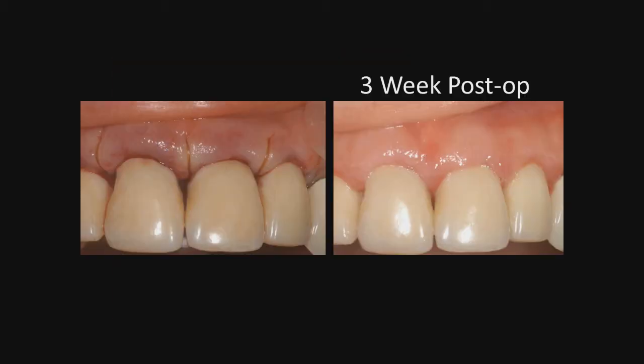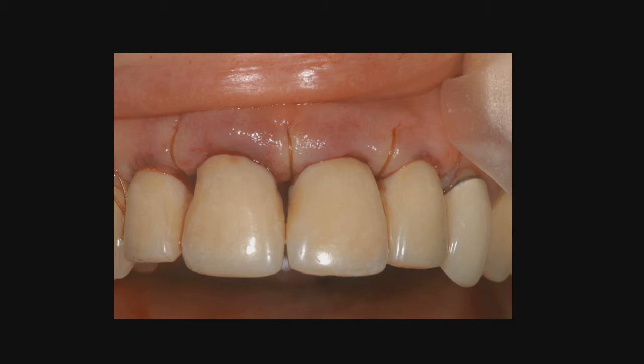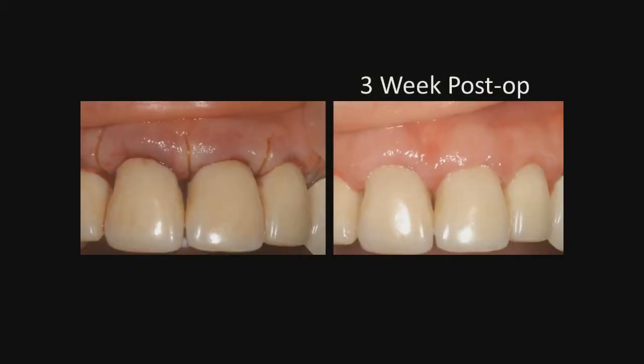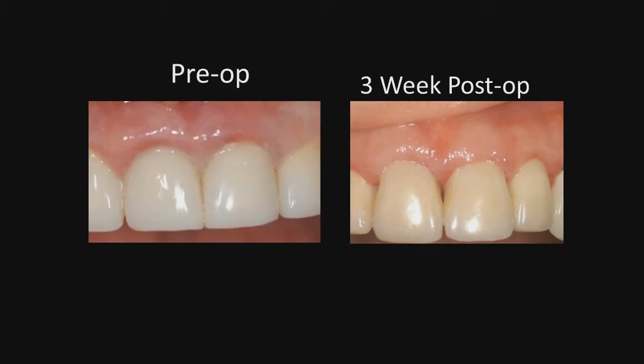Here it is sutured, and here it is 3 weeks post-op healing, and you can see how nicely that tissue has folded in, and that papilla between the central incisors is going to come down 5 millimeters on final healing. So this is the way it looks sutured, and this is the way it looks 3 weeks later, and you can see we do have that little aesthetic enhancer between the central incisors that really defines those central incisors.